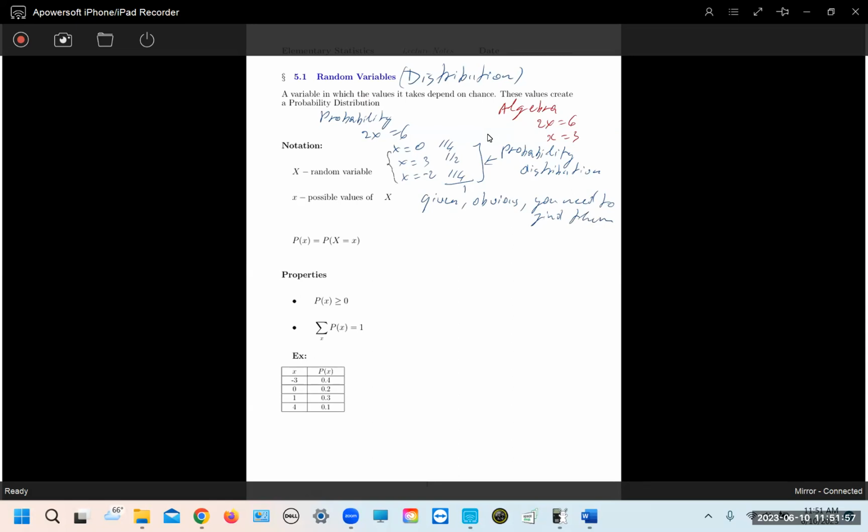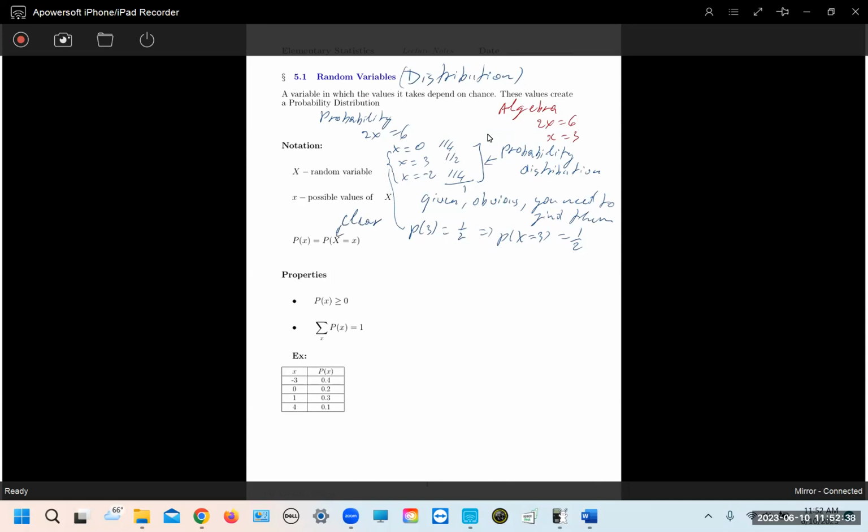So this is probability of P of 3. So P of 3, that's 1/2. Therefore, P of x equals 3 should be 1/2. For this, when you see this, it is P of big X equals small x. This one is really clear, they give you that.